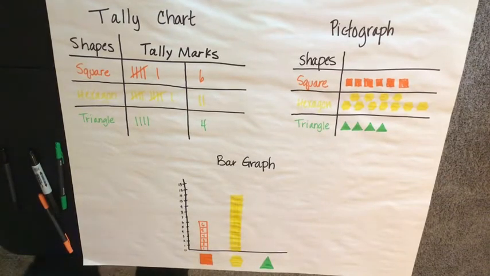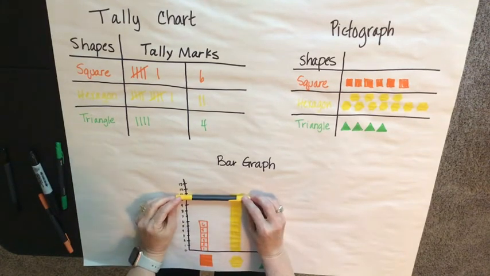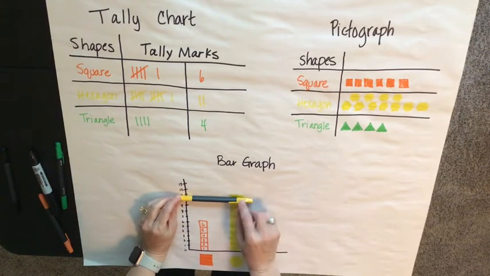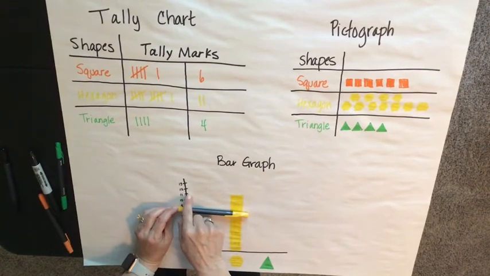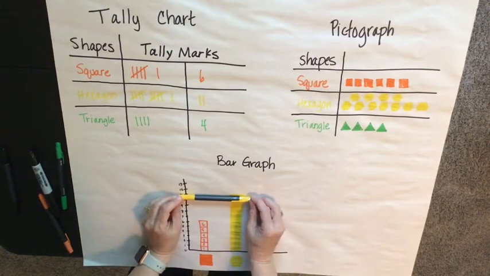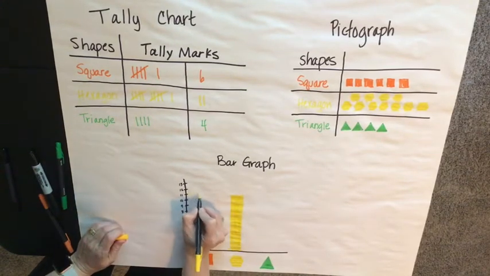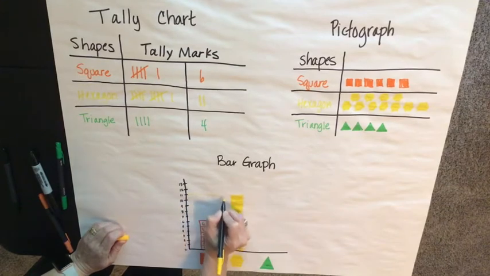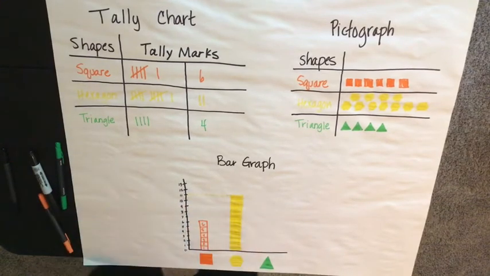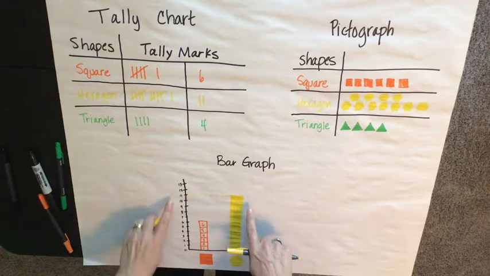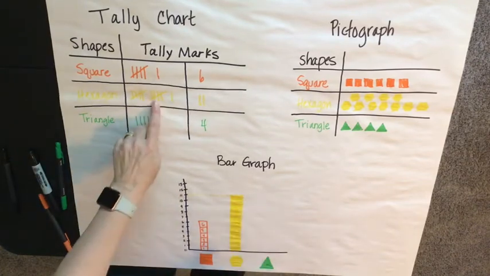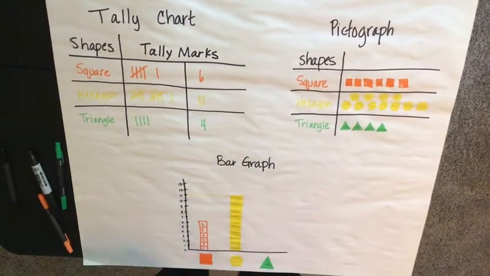Now, one easy way to check to see if I have my bar in the right place would be to just use something straight, like I could use my marker, or draw a line from the top of your bar across to the numbers to see, does it line up with the right number? And I can see that mine does. If I drew a line from 11 across to the top of my bar, you could see that my hexagon bar is at 11 because I have 11 hexagons.